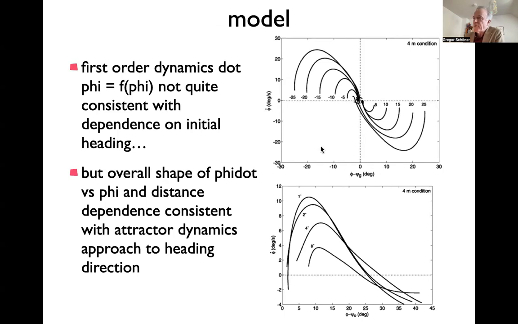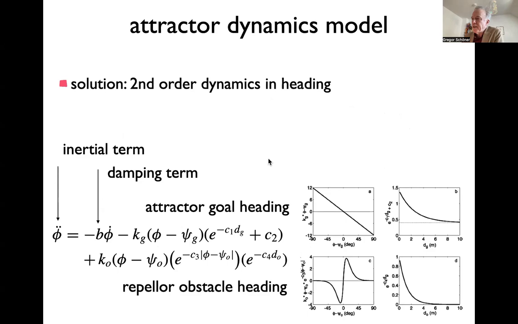And of course, the dynamical system that I was just talking about isn't exactly right, because again, these curves should be the same at the same heading. You should have the same curve. And that's not the case. And the correction is essentially, they did it by having a second order system.